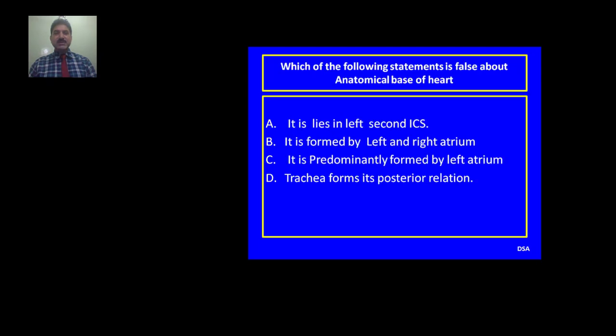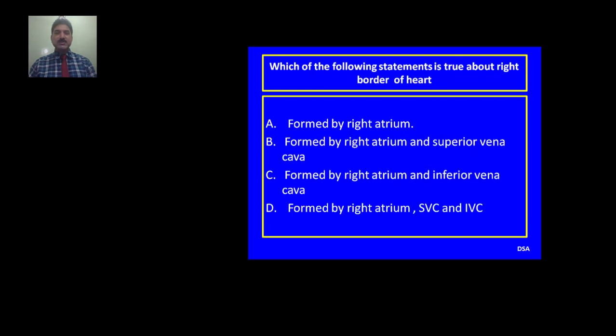Our next question is which of the following statements is false about anatomical base of heart? A. It lies in the second intercostal space. B. It is formed by the left and right atrium. C. Predominantly formed by the left atrium. D. Trachea forms its posterior relation. D is the wrong option.